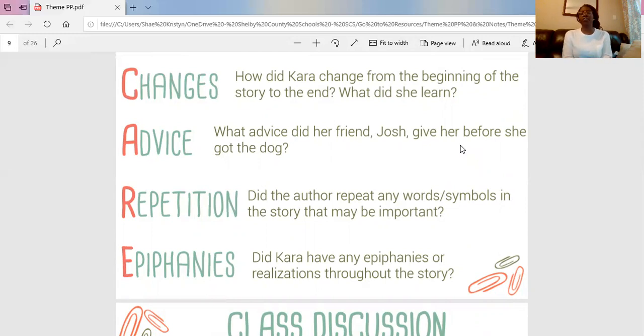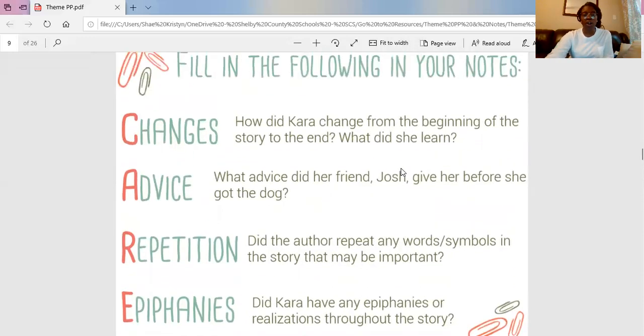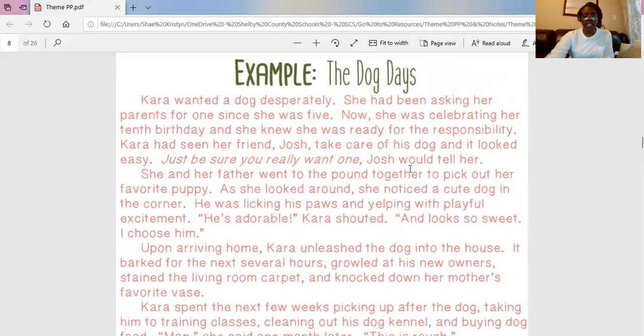What advice did her friend Josh give her before she got the dog? Josh told her that she needs to consider the responsibilities before she gets the dog. Let's go to his specific words. He says, just be sure you really want one, is what Josh tells her. So, there it is. It won't let me highlight it like I want to, but you see right here, just be sure you really want one.